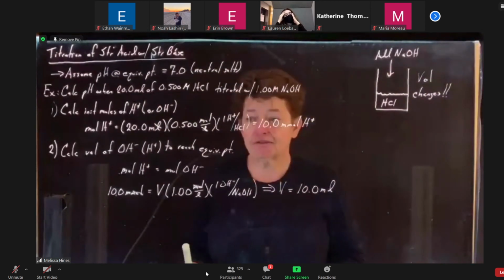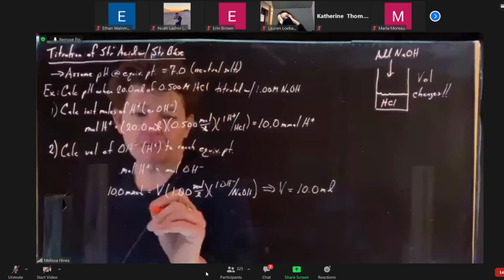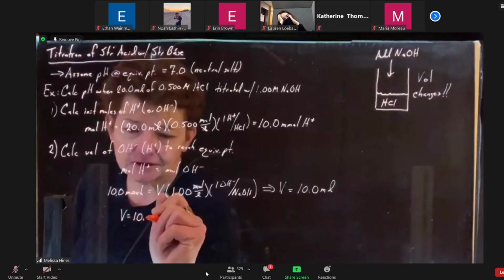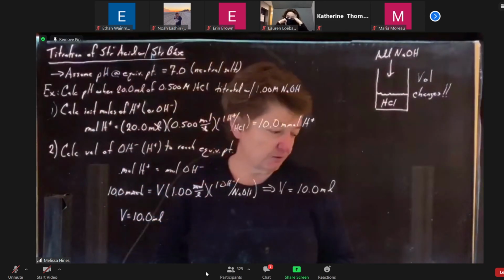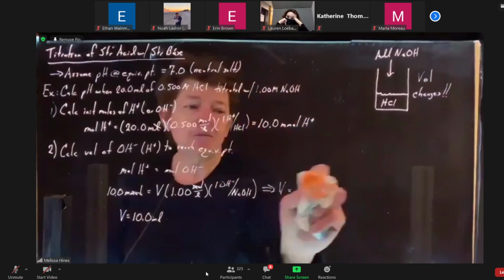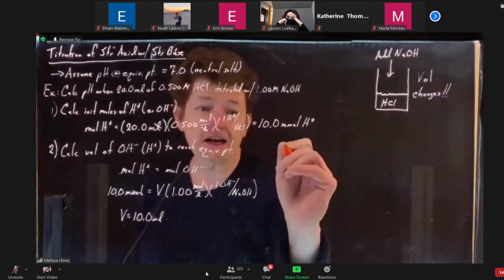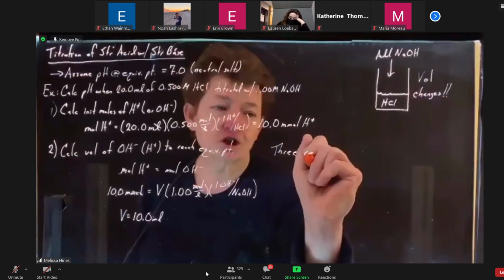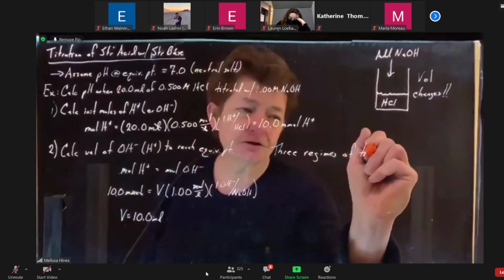And now what I have to realize is that there are going to be three regimes. Let me just write this volume down here so I can get a little bit of space. So it's going to be 10 milliliters. Now, what I want you to realize is during this titration, there are going to be three regimes of our titration that you are going to have to worry about.